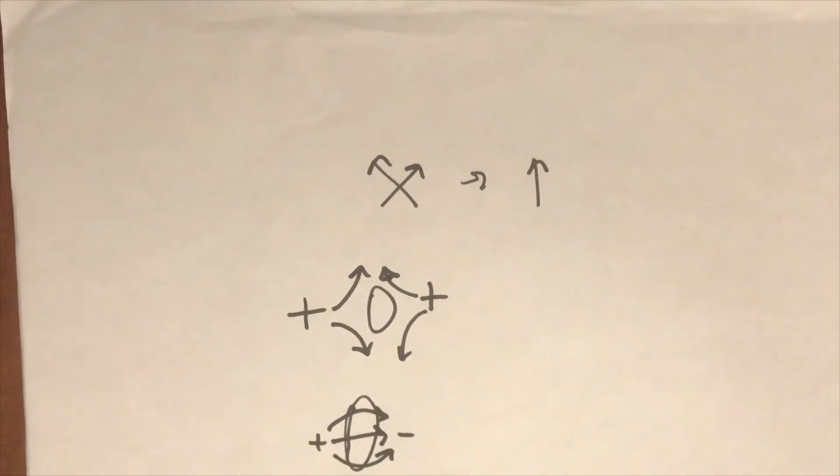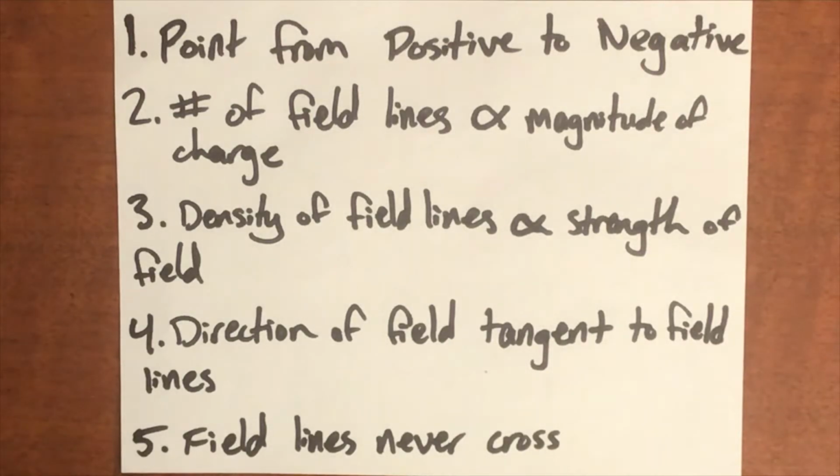Though the field is weaker between two like charges, far away from the charges, the field acts like there is one stronger charge. As long as you remember these 5 rules, you will be able to understand field lines and to know what they represent and how to interpret them.